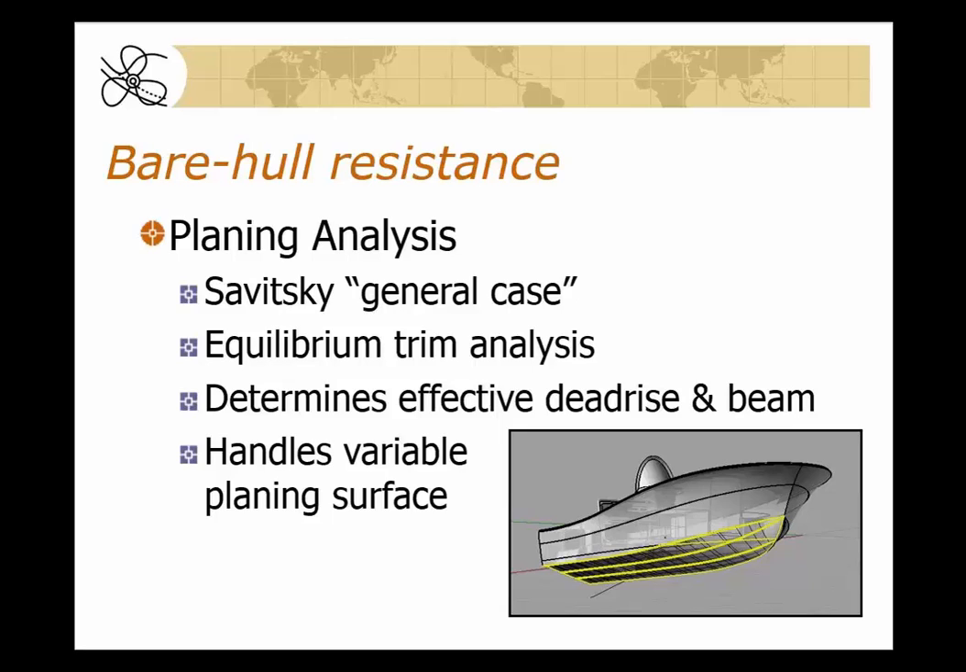It's an equilibrium trim analysis whereby the lift and drag on the planing surface, as well as the thrust vector of the propeller shaft line, are incorporated into determining this final equilibrium trim solution. And it's at that trim that the analysis resolves itself and gives a total bare hull resistance.